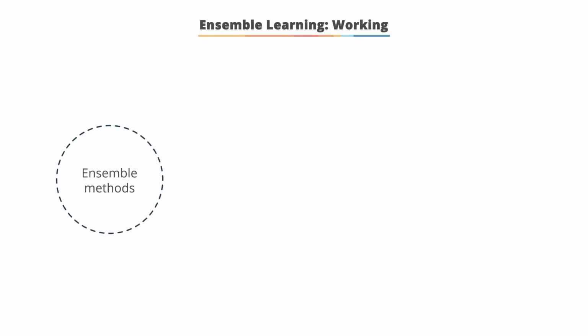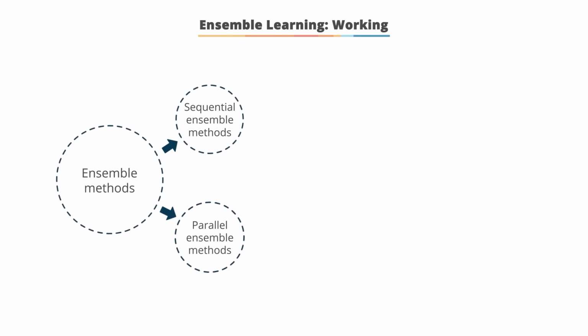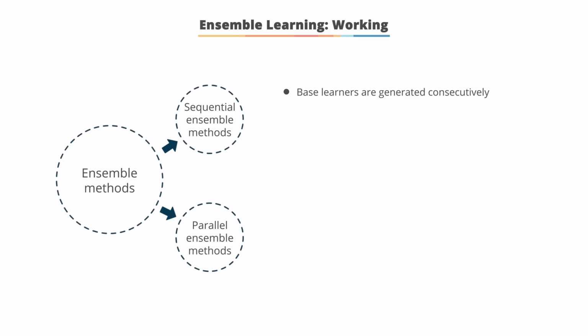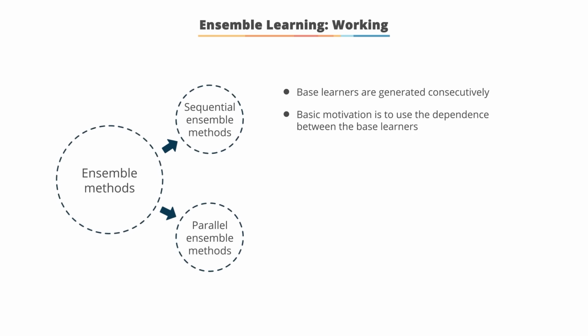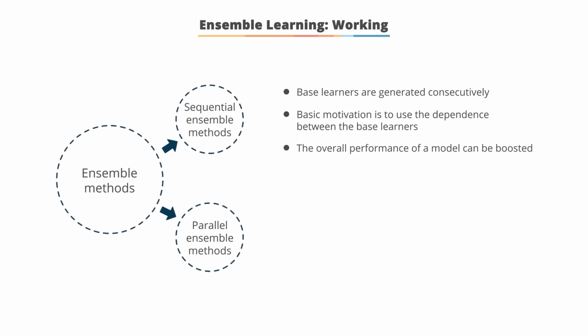Ensemble methods can be divided into two groups, sequential ensemble methods and parallel ensemble methods. In sequential ensemble methods, base learners are generated consecutively, for example, AdaBoost. The basic motivation of sequential methods is to use the dependence between the base learners. By weighing previously mislabeled examples with higher weight, the overall performance of a model can be boosted.